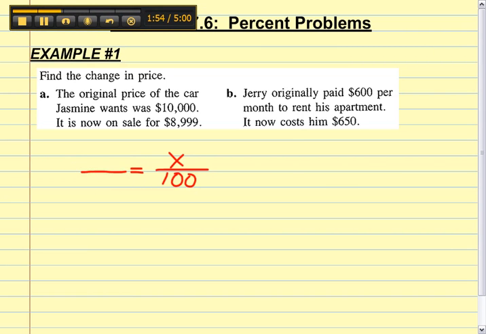So they're saying, no, $8,999 is what percent of 10,000? Well, we'll round our answer. That's what we're going to round.